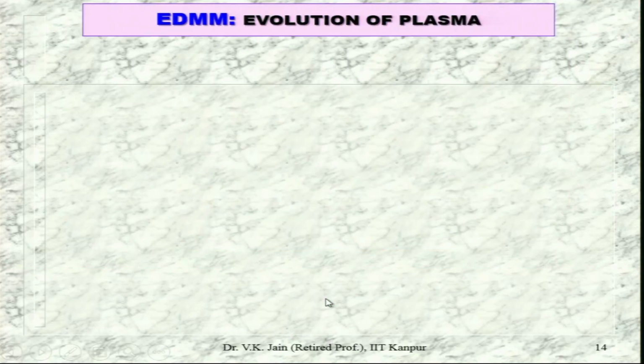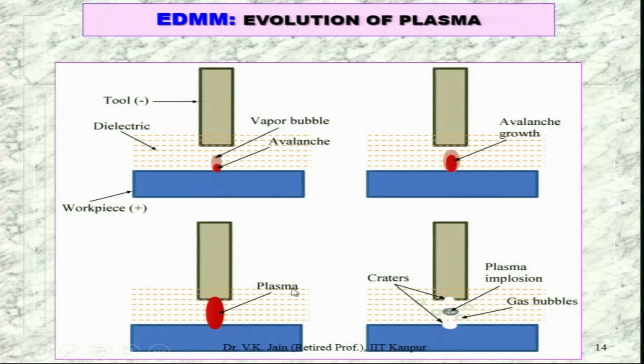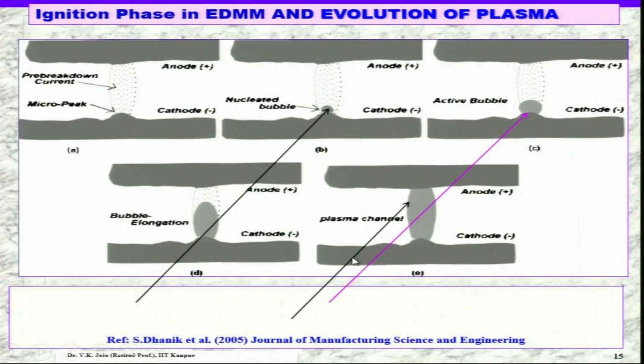Evolution of the plasma, you can easily see here. This is a tool, dielectric, workpiece. Vapor bubble formation is there, and avalanche growth is there continuously. Finally, plasma formation is there, and sparking takes place, and you have the gas bubble again, and then again you start from here. You can see the similar thing over here.